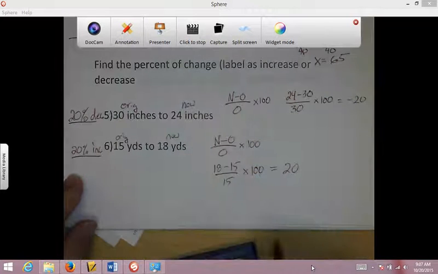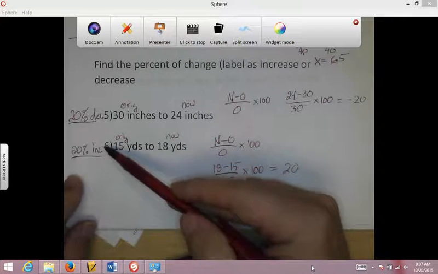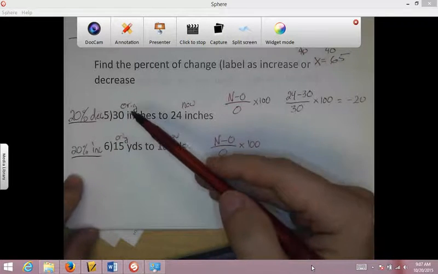If it's positive, you have to have increase here. If it's negative, you have to have decrease. If you don't, it will be wrong. Also, you need the percent signs. It is a percent.